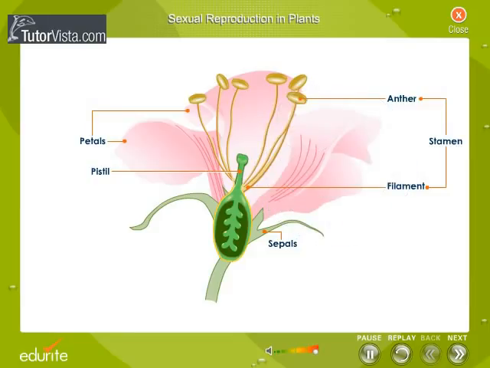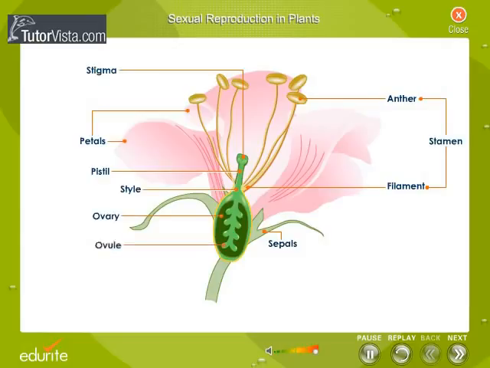The female part of the plant is made up of the stigma, the style, and the ovary. The ovary has ovules which contain the female gametes.